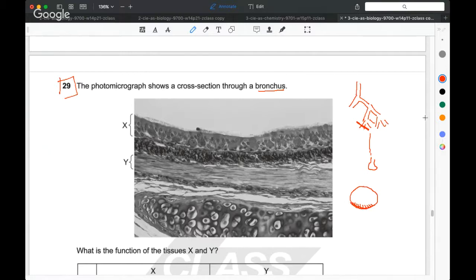And underneath that, if I can just choose a different pen color, there's going to be a layer of smooth muscle. And underneath that, there's going to be a layer of cartilage. Now, as you go down this bronchial tree, the relative amounts of smooth muscle and cartilage change. So as you come down to smaller and smaller bronchi, down this bronchial tree, you get increasing amounts of smooth muscle and decreasing amounts of cartilage, until you get down to the bronchioles here, and then there's hardly, or there's no cartilage at all, and you've just got smooth muscle.